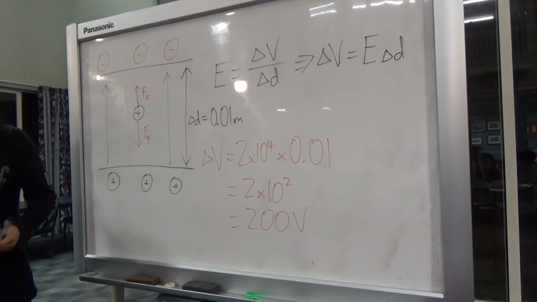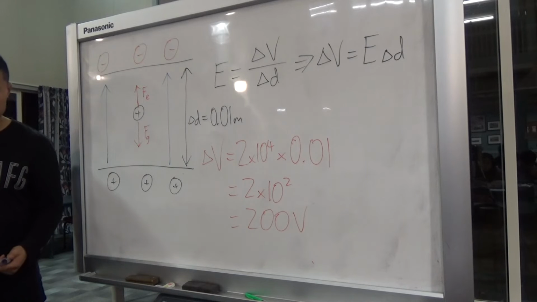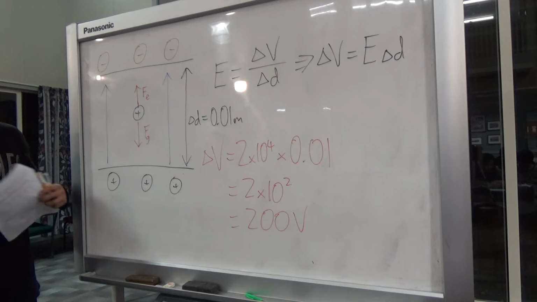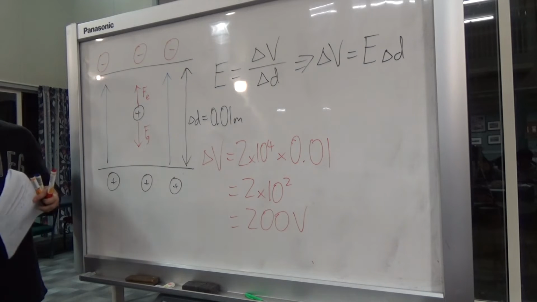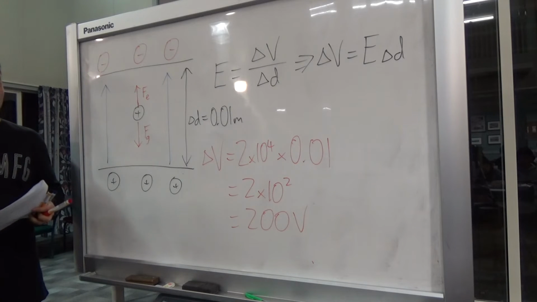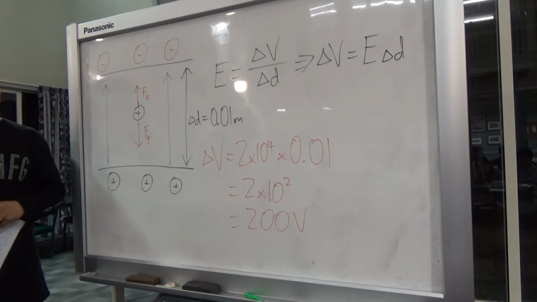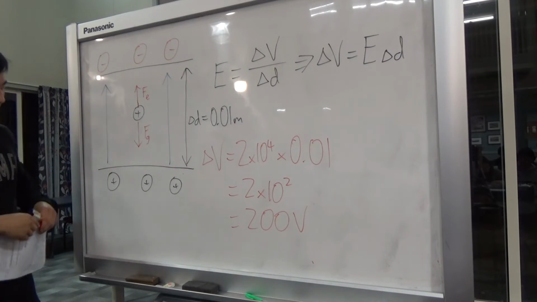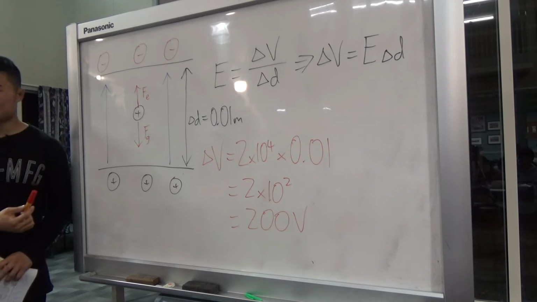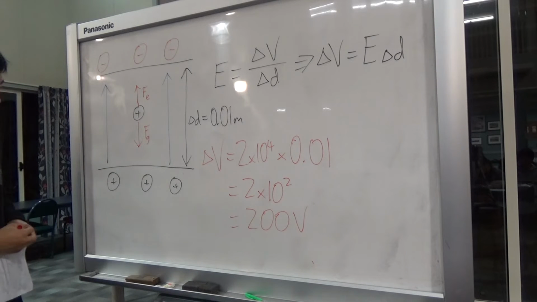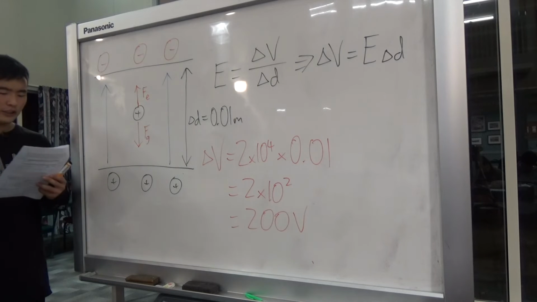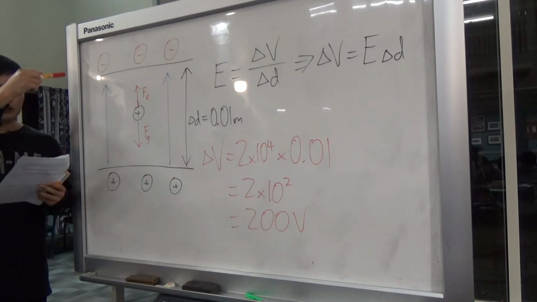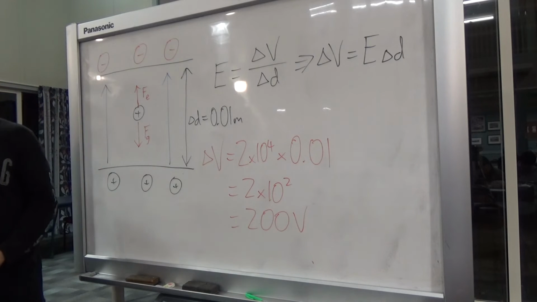So the potential difference is 200 volts. Which one's going to have the higher voltage? Which plate, top or bottom? Bottom, right? Remember that the positive plate always has the higher voltage. So option B is going to be true. The potential of the top plate is 200 volts lower than the potential of the bottom plate.